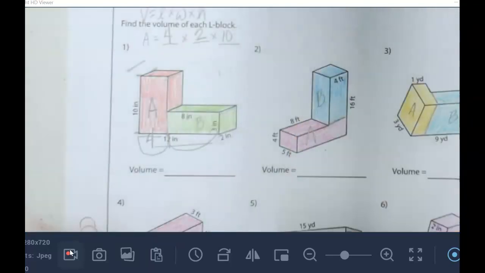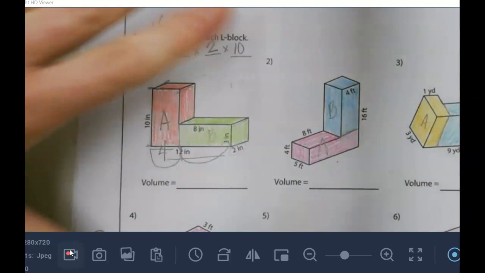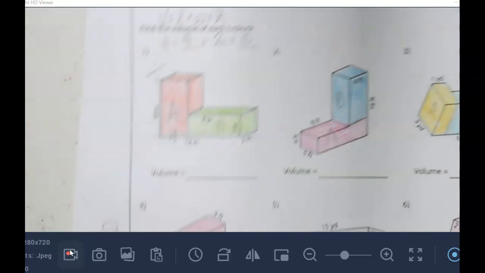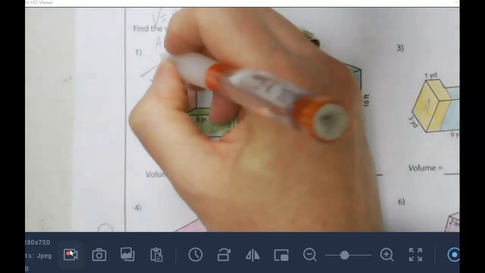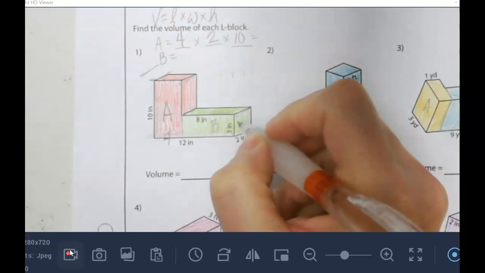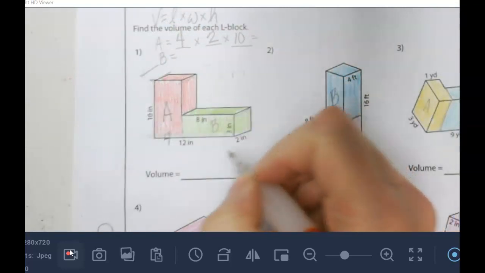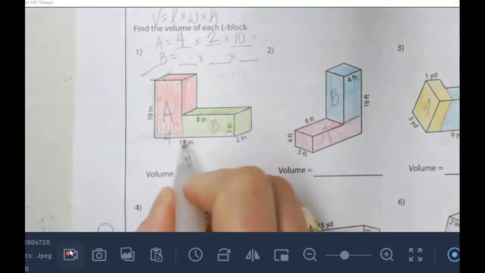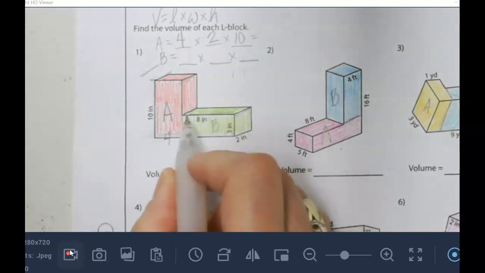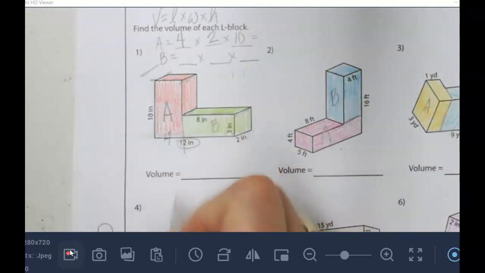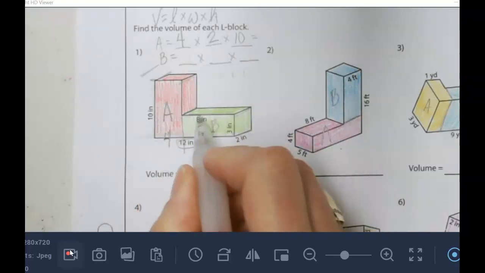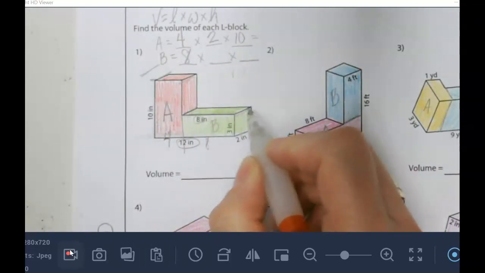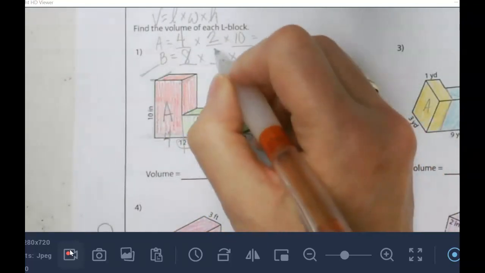Please remember you can pause the video at any time if you need to be understanding what's going on. Okay? So this one was 4. So, now my shape B. That's the green one. Remember, I can't see what's on the back, but I know it's there. So I need length times width times height. So length is right there. Even though this says 12, this has been chopped. This much is 4, this much is 8. So that's my length.